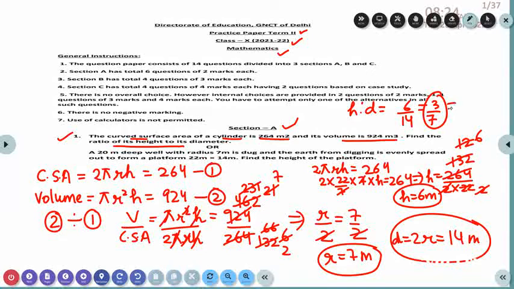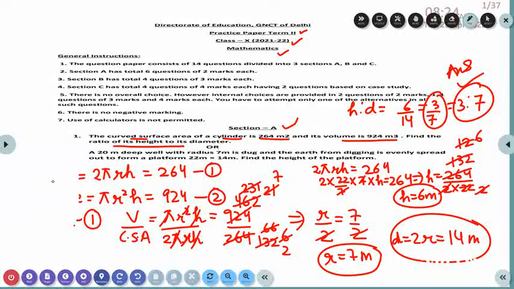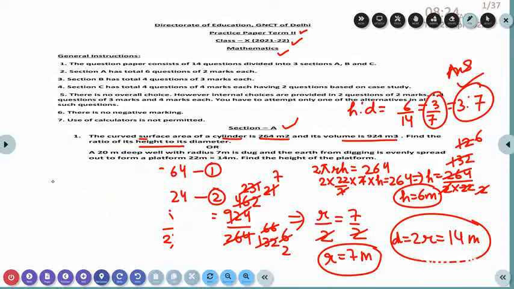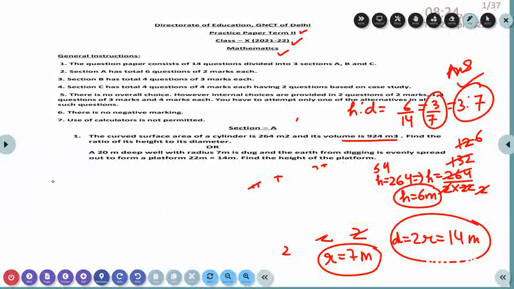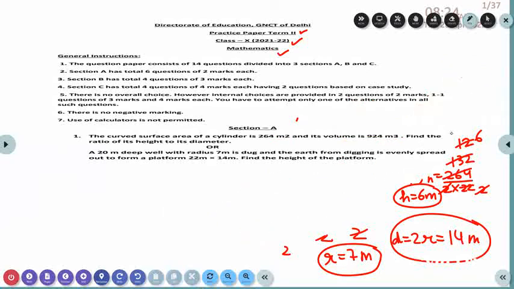Now there is an OR part in question number 1. The OR part is: a 20-meter deep well with radius 7 meter is dug and the earth from digging is evenly spread out to form a platform 22 meter cross 14 meter. Find the height of the platform.